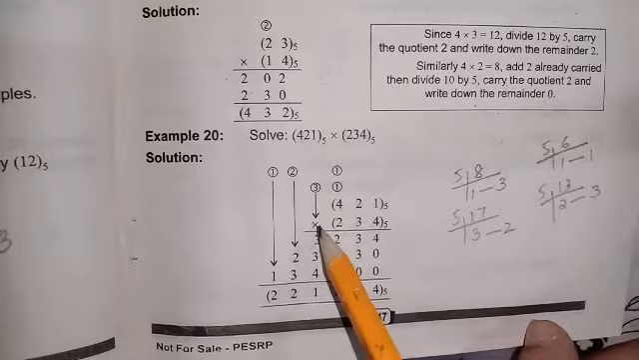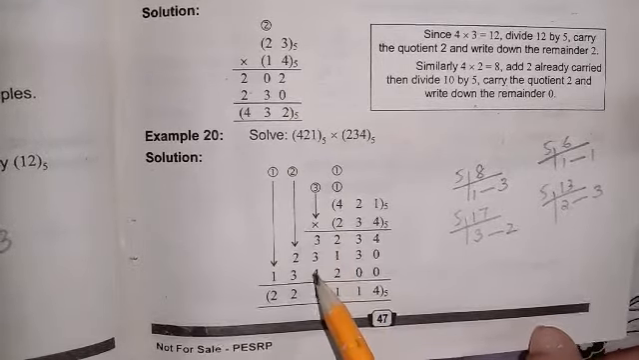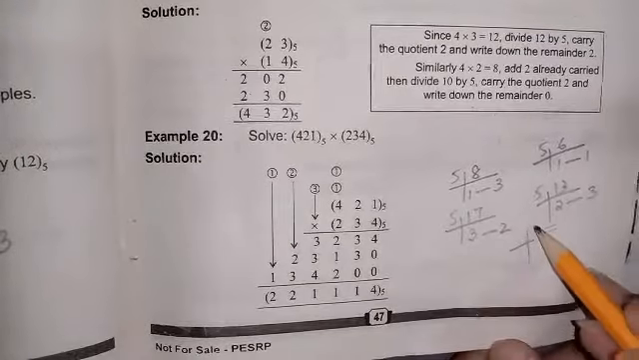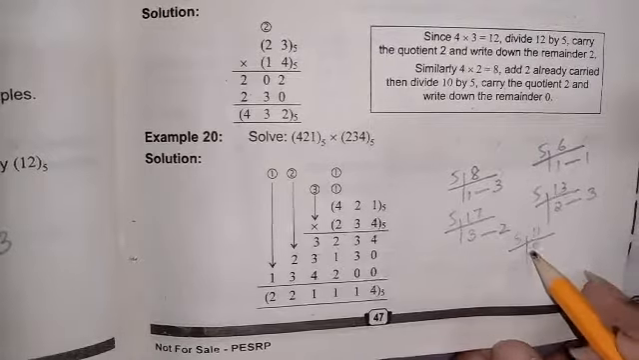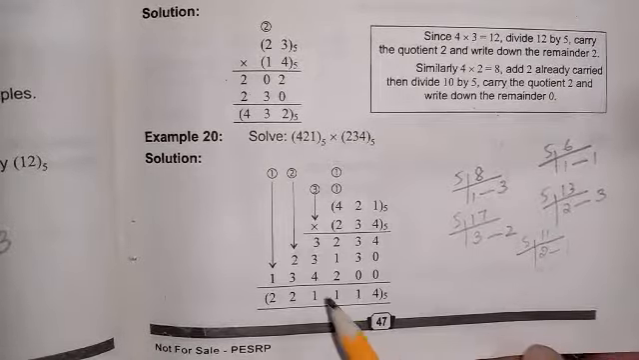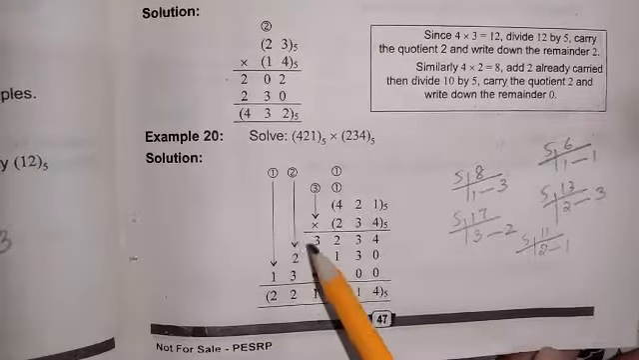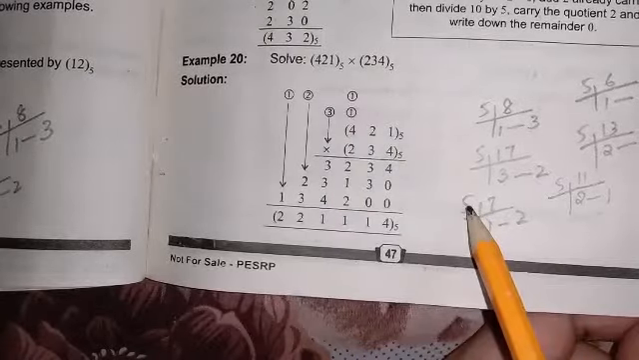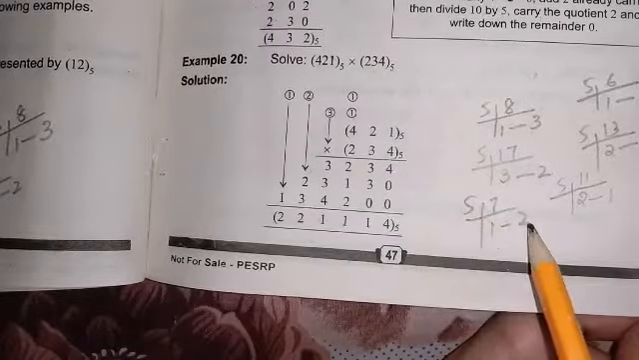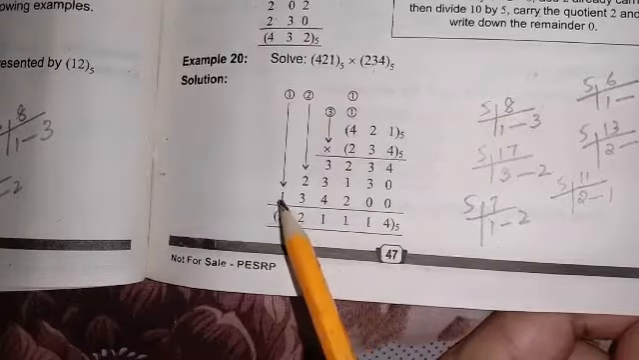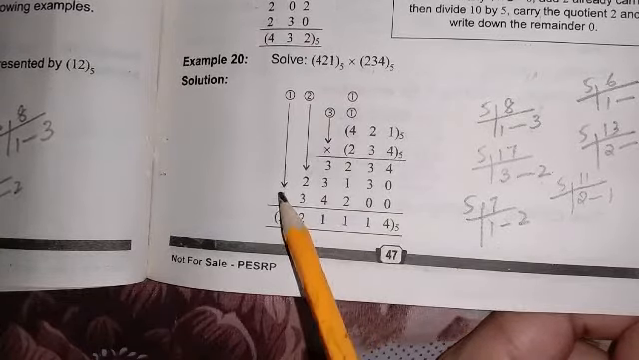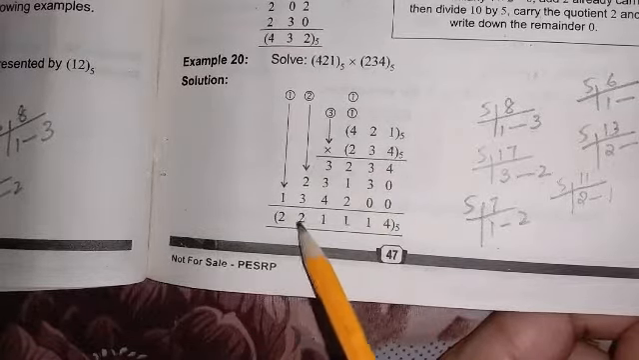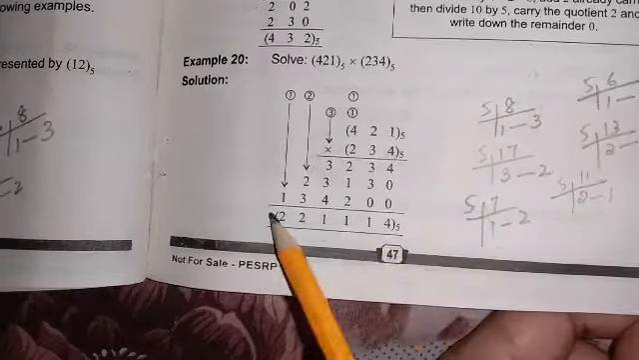column. 3 plus 1 is 4, 4 plus 3 is 7, 7 plus 4 is 11. We cannot write 11 here, so we will divide it. 11, 5 2s are 10 and 1 is remainder, so we will write 1 here and 2 carry to the next column. 2 plus 2 is 4, 4 plus 3 is 7, so we will divide 7 by 5. 1 is quotient and 2 is remainder, so we will write 2 here and give 1 quotient as carry to the next column. Then 1 plus 1, we got 2. So after the multiplication, our product is 2 2 1 1 1 4 with base 5.